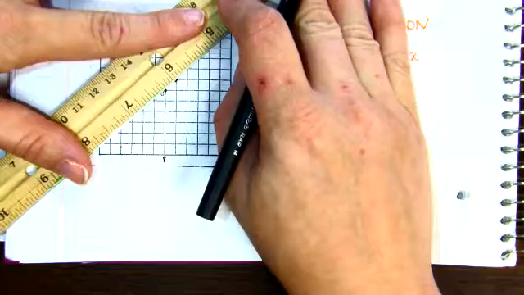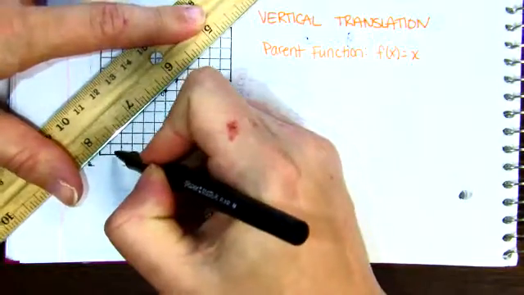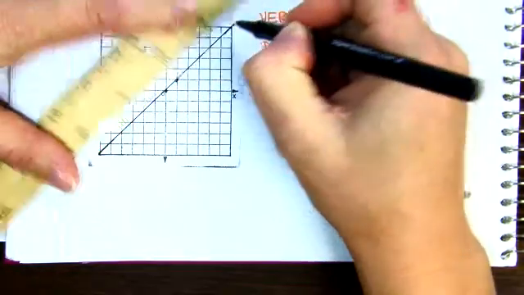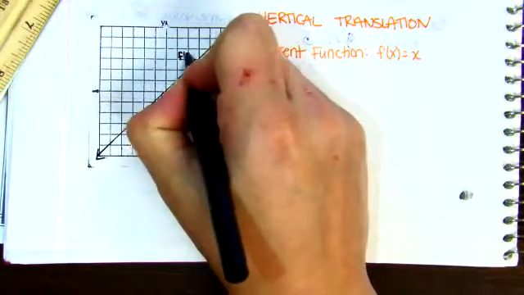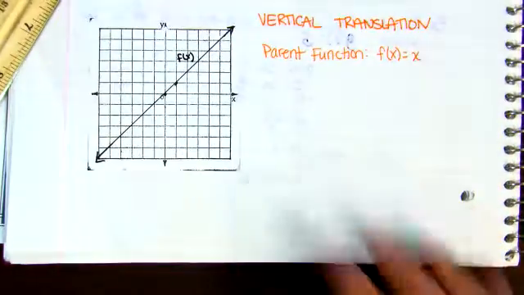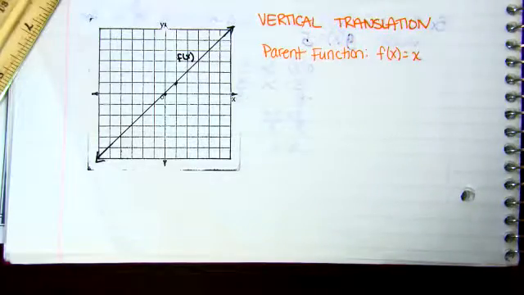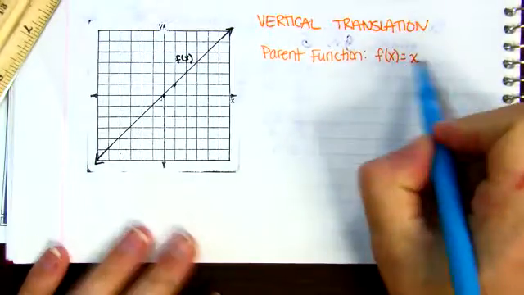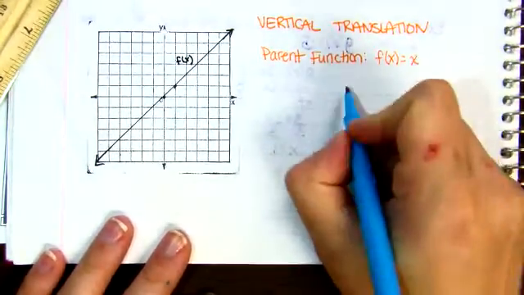let's see. Our parent function is going to look like this. This is f of x. And what we can talk about is every other graph that has a slope of 1 has f of x equals x for our parent function.